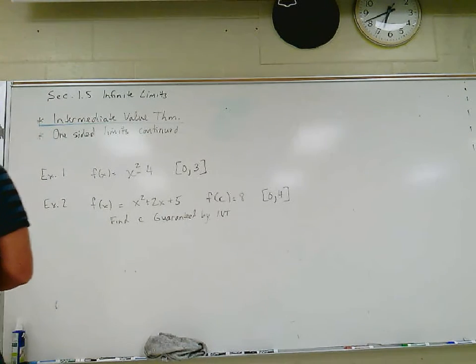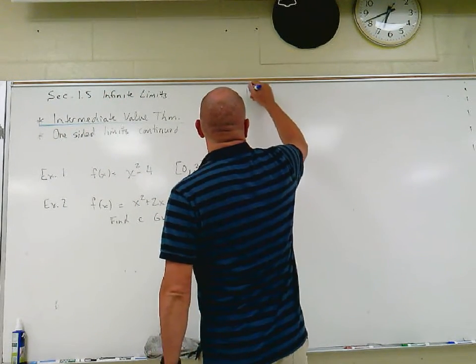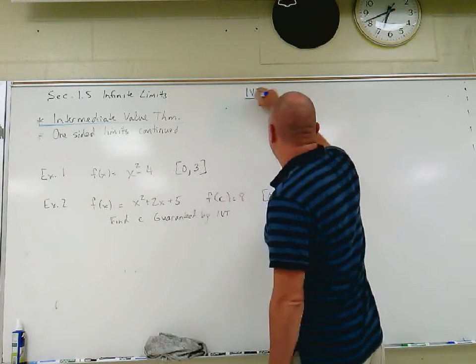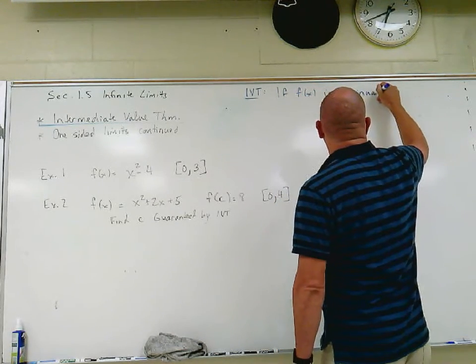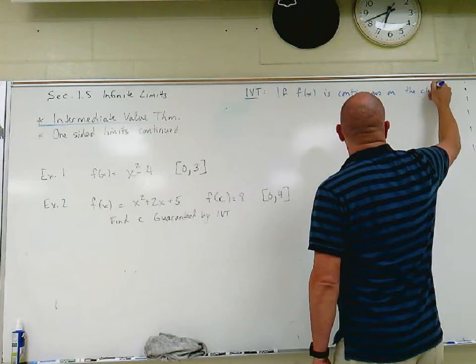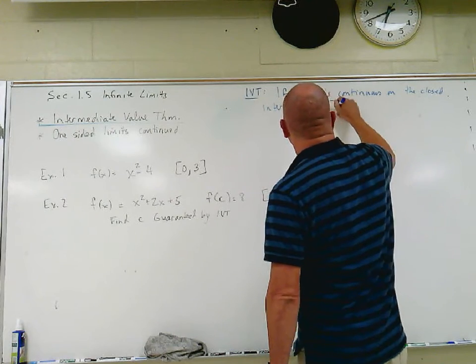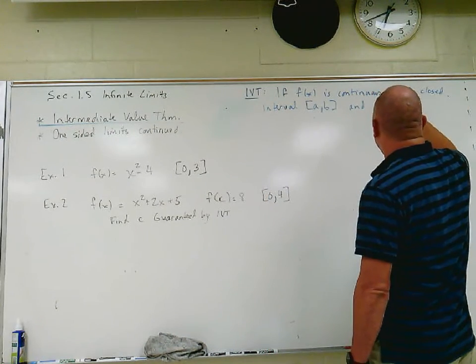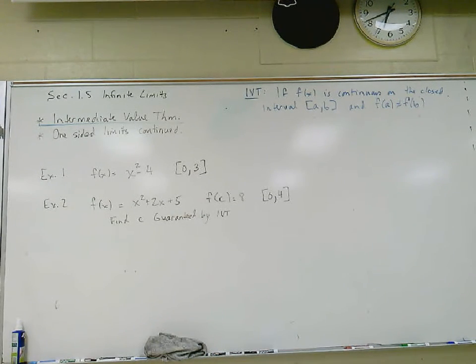So first, you're just going to write the theorem down verbatim, and then I'll translate. Intermediate Value Theorem, I usually just abbreviate with IVT. If f of x is continuous on the closed interval [a, b], and f of a does not equal f of b. So what we're saying is that we've got a continuous function, but the endpoints are not at the same y value, okay?